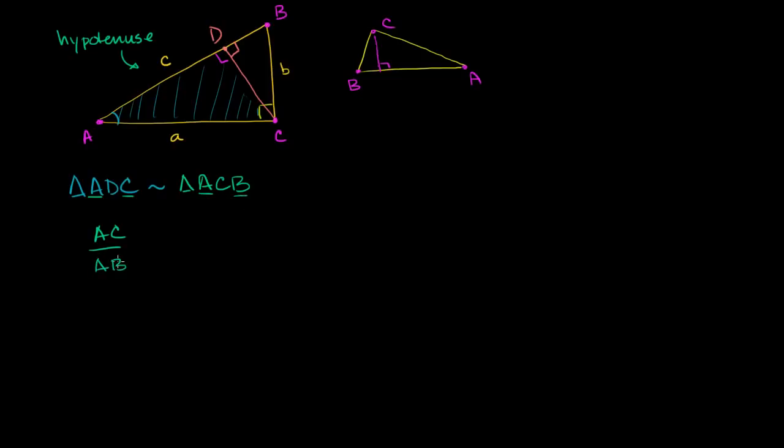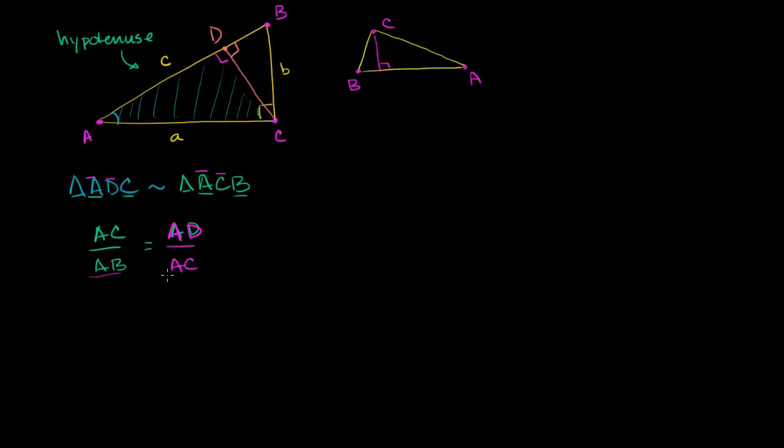AC over AB is going to be the same thing as one of the legs, AD, over AC. Just to show that I'm taking corresponding points on both similar triangles, you can look at these triangles yourself and see that side AD is between the blue angle and the right angle, and side AC is between the blue angle and the right angle on the larger triangle.